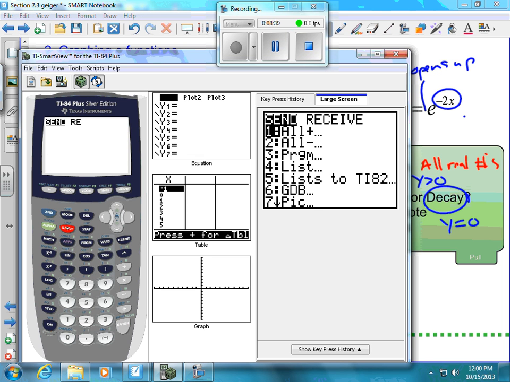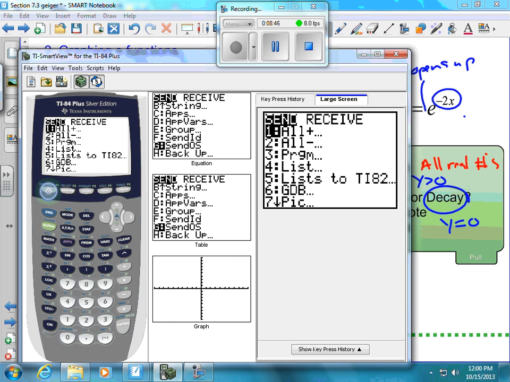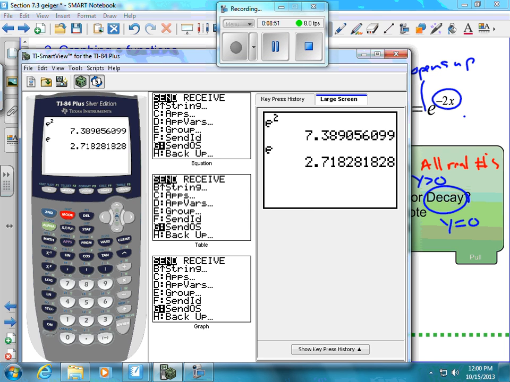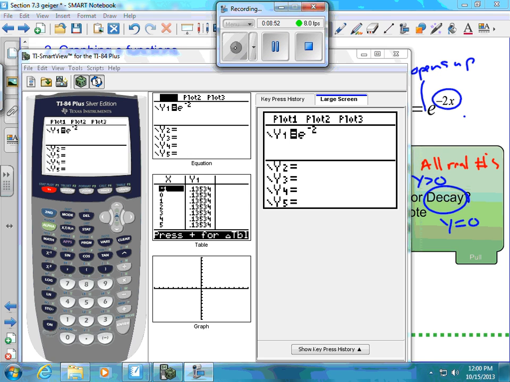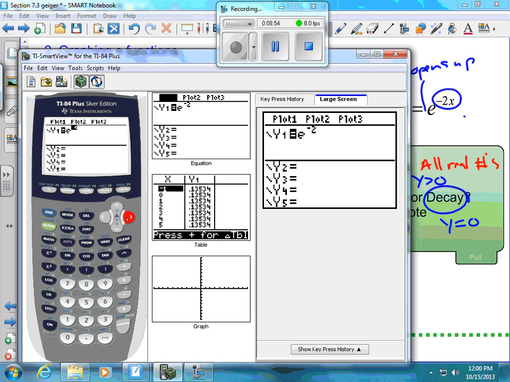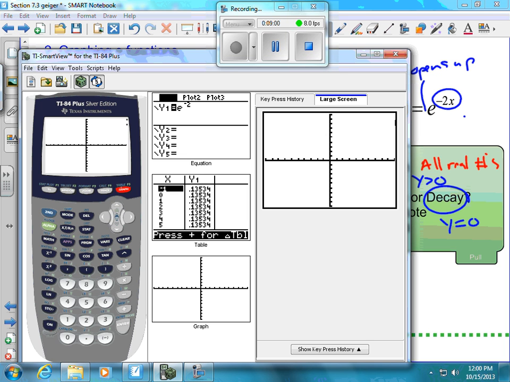We've already assumed this is a decay function. It's the warning bell. We better get to work. Y equals e to the negative 2x. We graph this one, and you can see what the graph looks like here.